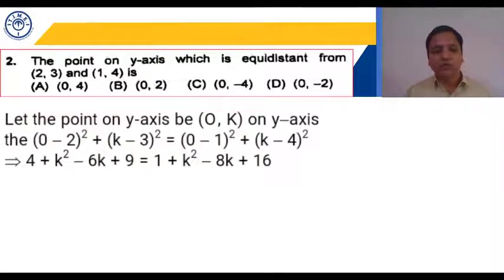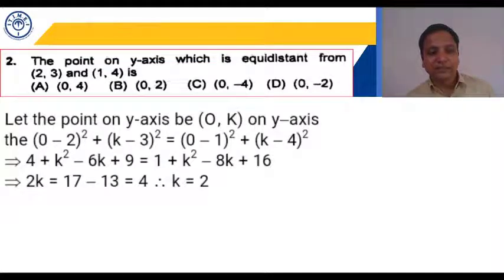K square goes out. One side it's minus 6k, other side is minus 8k. So when we bring minus 8k to the left hand side, it becomes positive. 8k minus 6k becomes 2k. On simplifying, left hand side constant value is 9 plus 4, that is 13, which goes to the right hand side and becomes minus 13. And on right hand side constant value is 16 plus 1, that is 17.